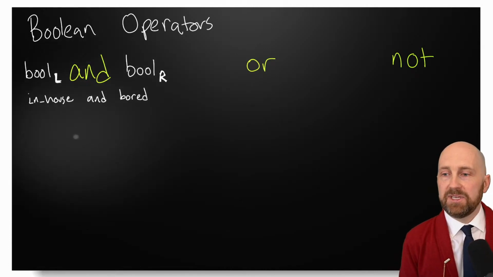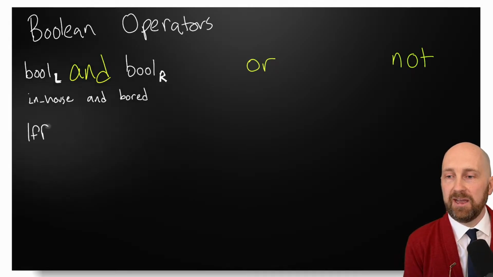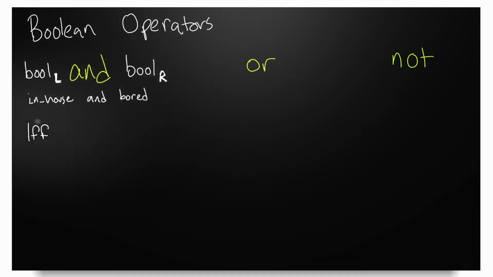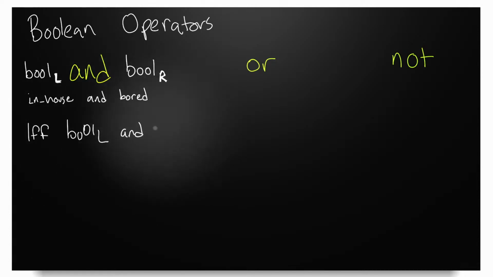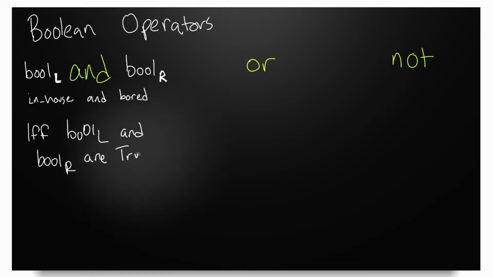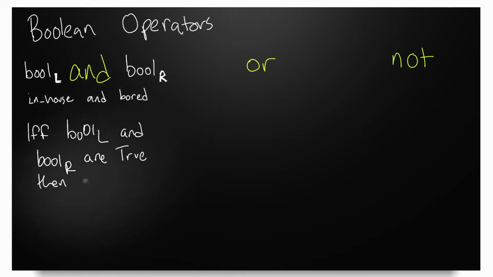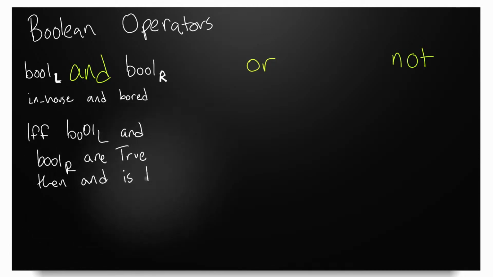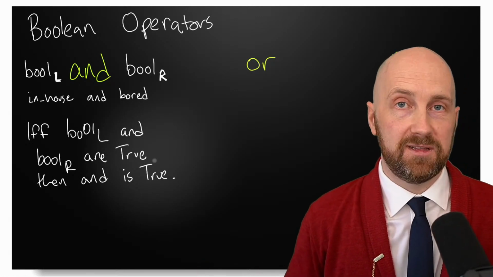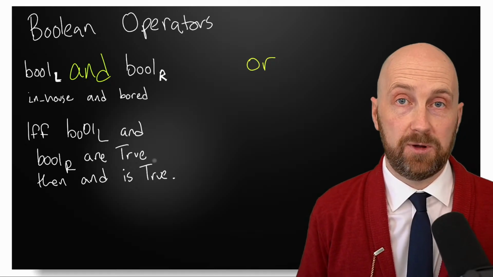So how does this work? What happens is, if and only if, and I'm using the mathematical spelling of if to distinguish that this is true only when both bool L and bool R are true, then AND evaluates to true. Because I'm using this if and only if, you have to understand that in the opposite case, if either L or R, the left-hand side or the right-hand side, is false, then this would evaluate to false. And if both are false, then this would be false.